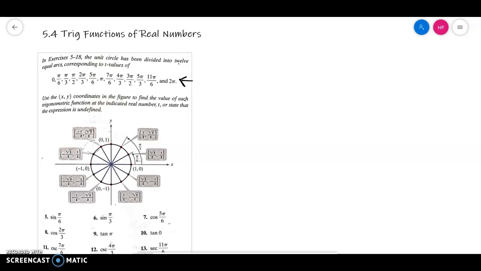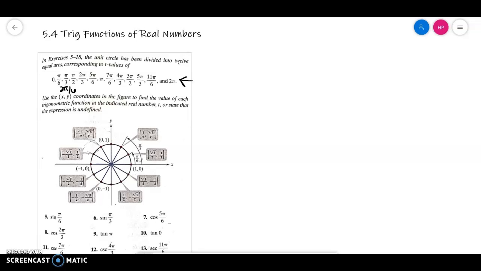So we start with pi over 6. Pi over 3 is 2 pi over 6, just reduced. 3 pi over 6, and on, just reduced. So having the unit circle in front of you, this is then just a matter of remembering some of these trig functions and what to do with them.